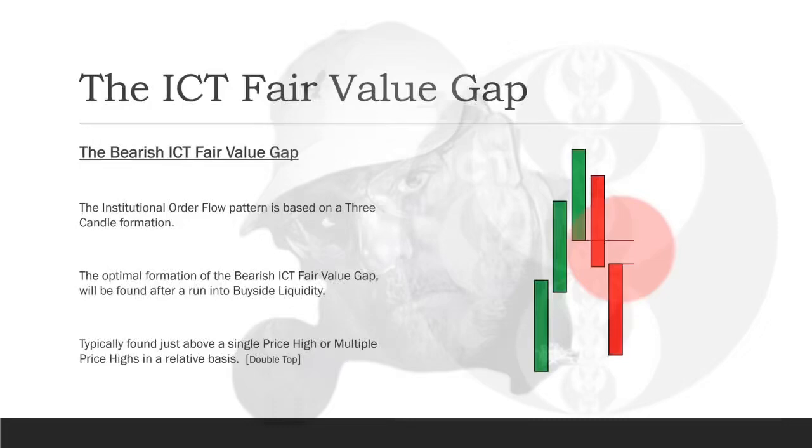So the bearish ICT fair value gap. This is institutional order flow, and it's a pattern where you can see the order flow actually coming into the marketplace. When you look at depth of market, or if you study volume profile, that's a religion, okay?